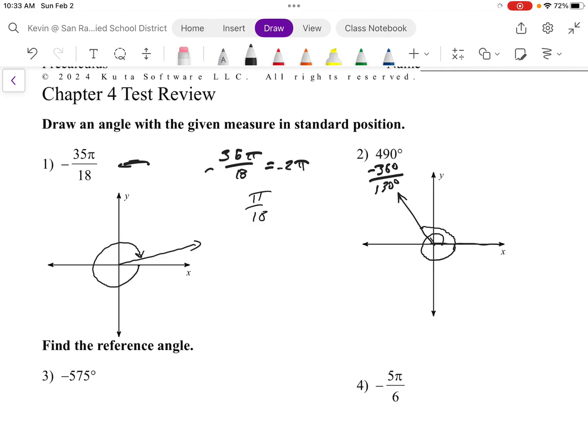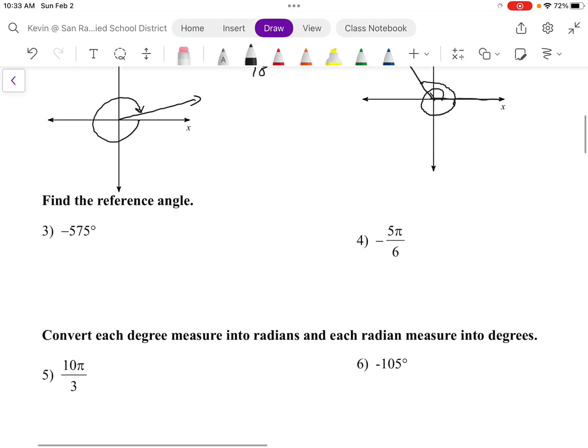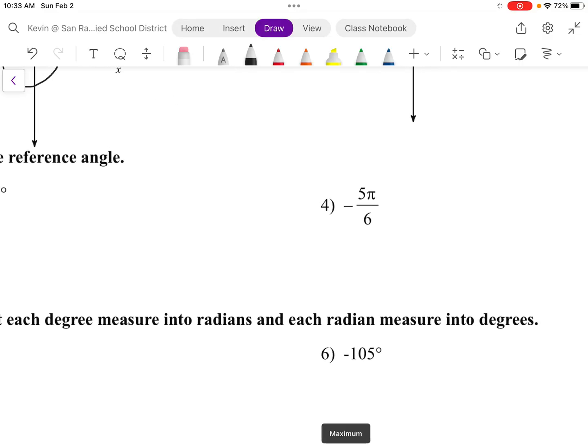Okay, so we want to be accurate about where these angles are to the best of our ability. So in other words, 130 degrees is going to be between 90 and 135. It's almost 135. So we draw it up in that area. You don't just want to throw it anywhere in the second quadrant. Okay, find the reference angle.